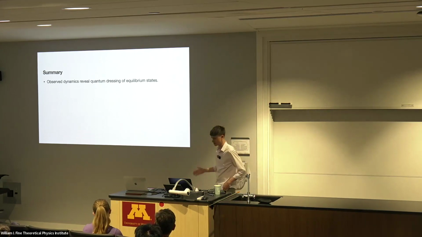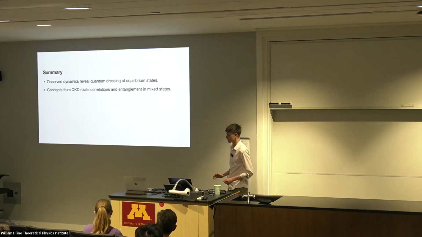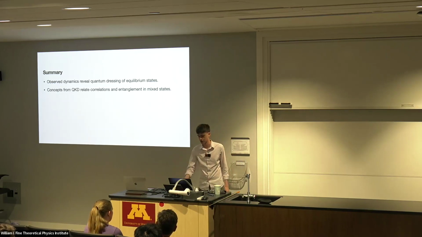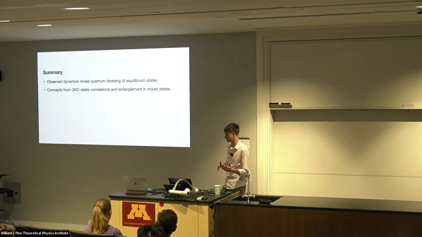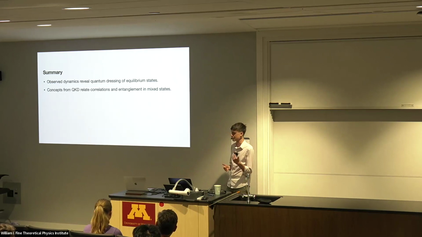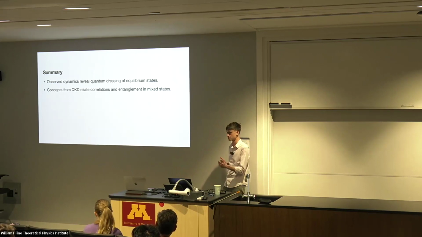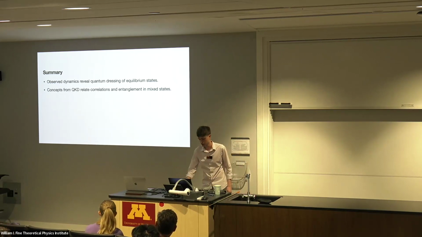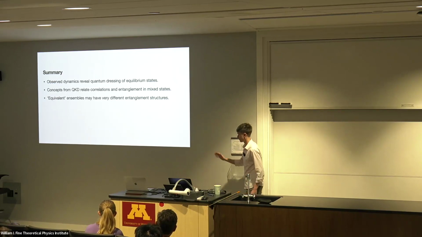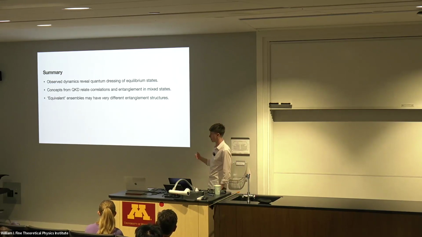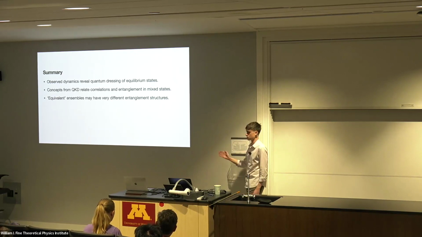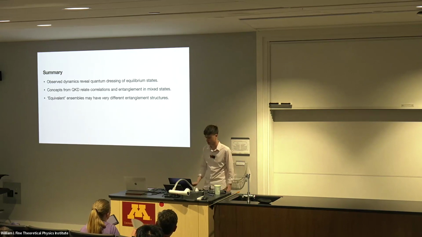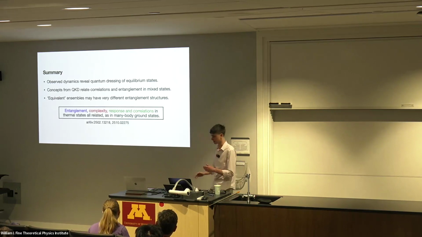I've talked about how the dynamics we observe in experiments can reveal how dressed equilibrium states are. In order to arrive at these relations, I used some concepts from quantum key distillation, which, just to reiterate, is very powerful in this setting because it allows you to define a notion of privacy that's quite natural in many-body systems. And something I didn't talk about here, but can talk about later, is that what you might think of as equivalent ensembles, say canonical and grand canonical ensembles, can actually have very different entanglement structures.